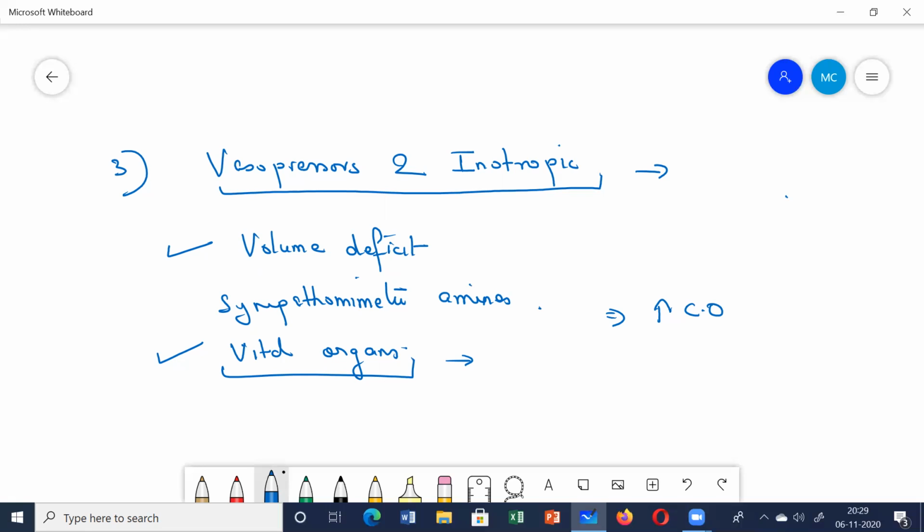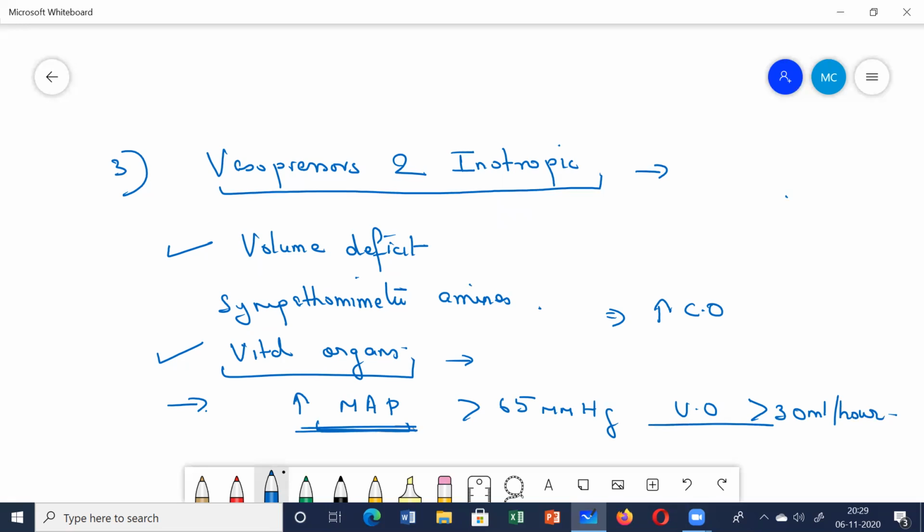Okay, so now the main guidelines while using the sympathomimetic amines: there should be an elevation of the mean arterial blood pressure to above 65 mm of mercury, and you should always try to maintain a urinary output of more than 30 ml per hour. So these should be our guidelines when we are using the sympathomimetic amines.